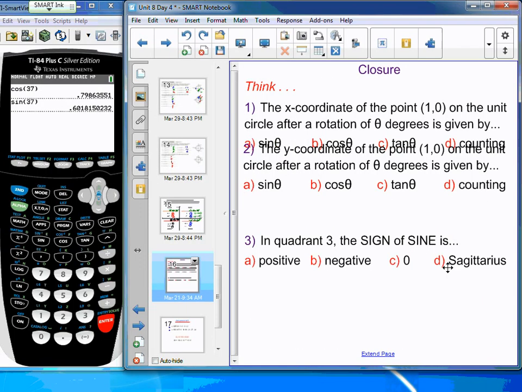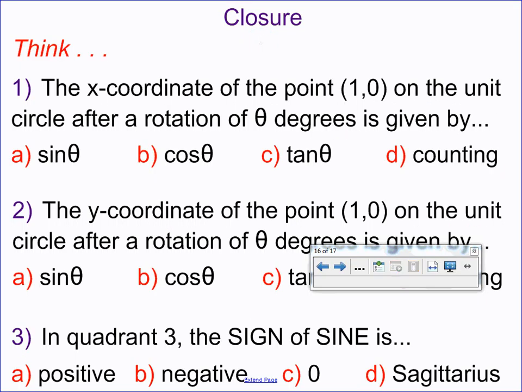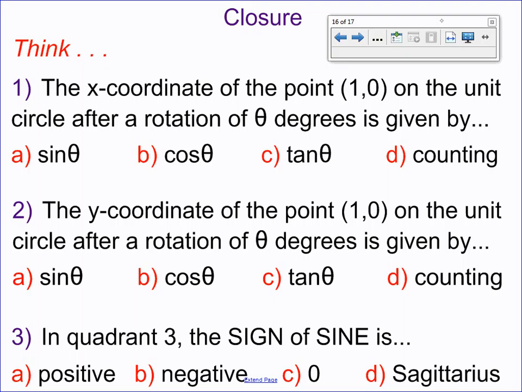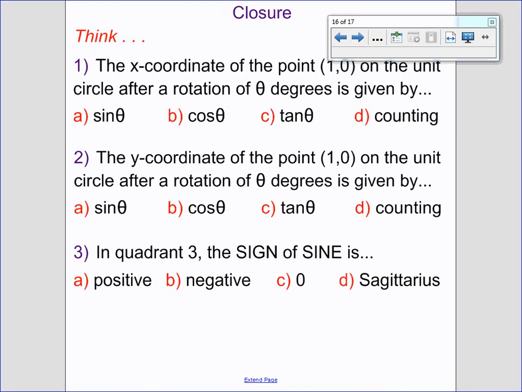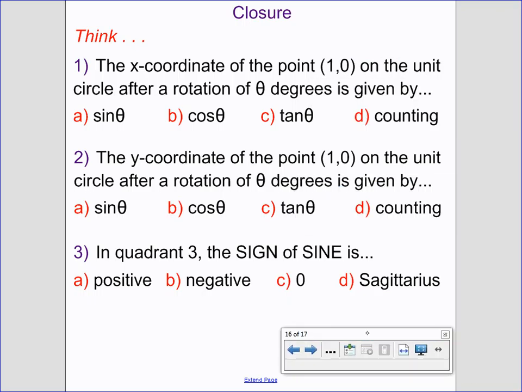Ooh, we don't want that. The y coordinate is given by sine, cosine, tangent, or counting, and then in quadrant 3, the sign, that is positive versus negative, of sine is positive, negative, 0, or Sagittarius. Glad we were talking about ages and birthdays a little bit earlier with window group. Or Virgo, or Leo.